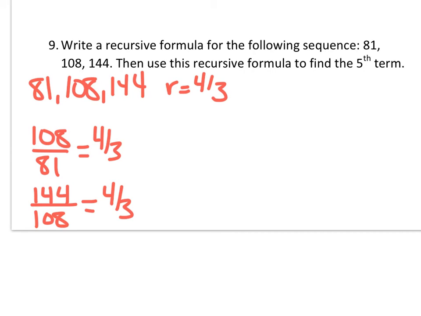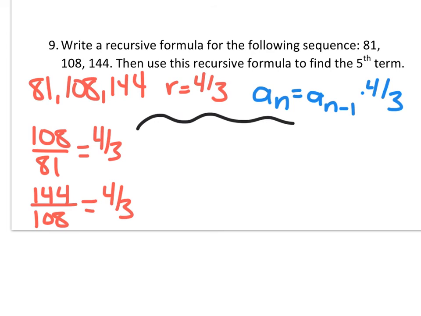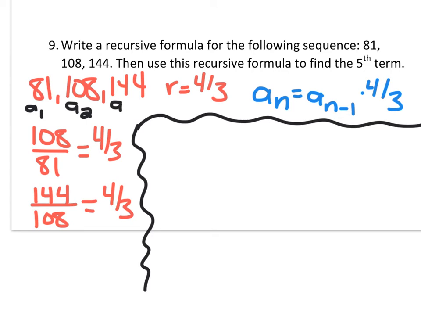Okay, so our recursive formula is our new term will equal our previous term times 4/3. Now they wanted us to use this formula to find the fifth term. So I'm going to do this in this box here. 81 is our first term, 108 is our second, and 144 is our third.